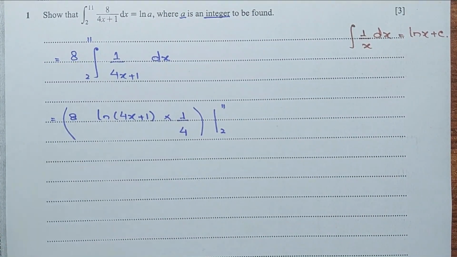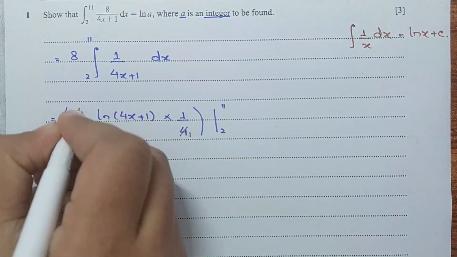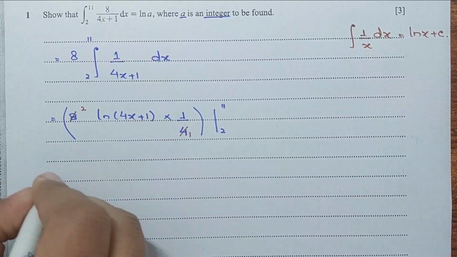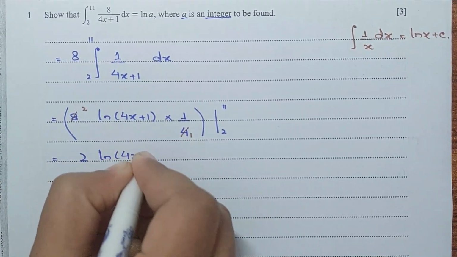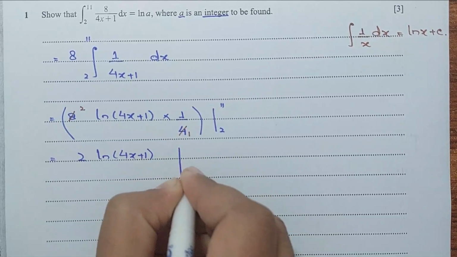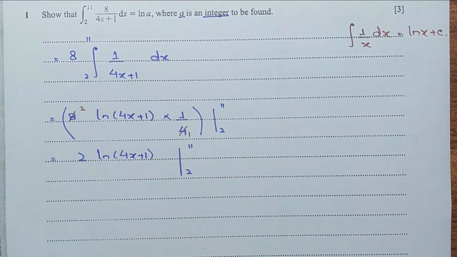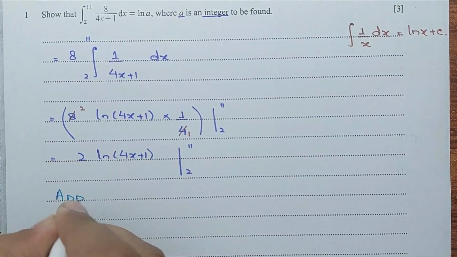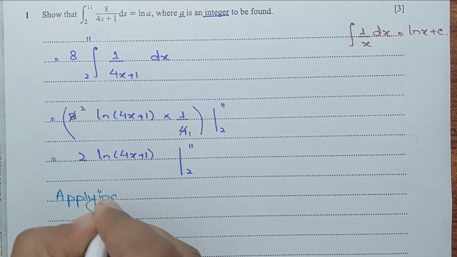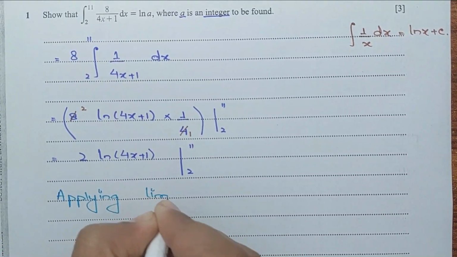Alright, now for this simplification, 4 times 1 is 4, 4 times 2 is 8. So the simplified form is 2 natural log of 4x plus 1, and we need to substitute the limit from 2 till 11. Right, now in the next step we have to apply limits.